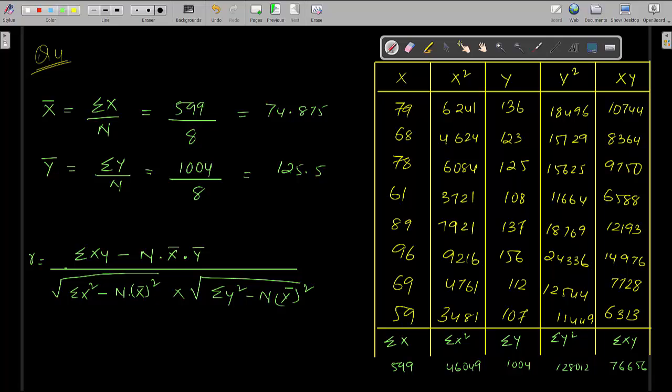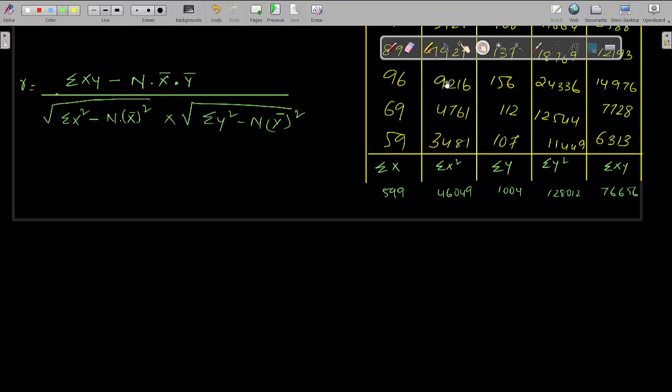Okay, so you have all the values here. Put these values in the formula. Now sigma xy, we got 76656. So you can write down here 76656 minus n, which is 8, into our x mean value, 74.875, into the y mean value, 125.5. You can multiply this first.